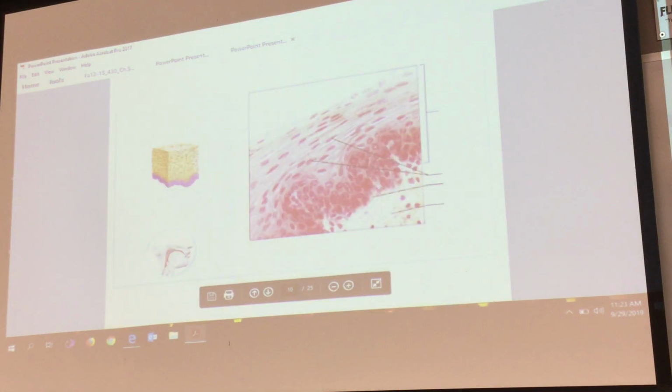This one? Non-keratinized. Stratified squamous. Locations. Vagina. Thank you. Start off with the vagina. Oral cavity, esophagus, pharynx, yeah, anus. So entrances and exits. How do you know it's non-keratinized? Because you can see that. See the nuclei. You can see nuclei all the way to the top layer.